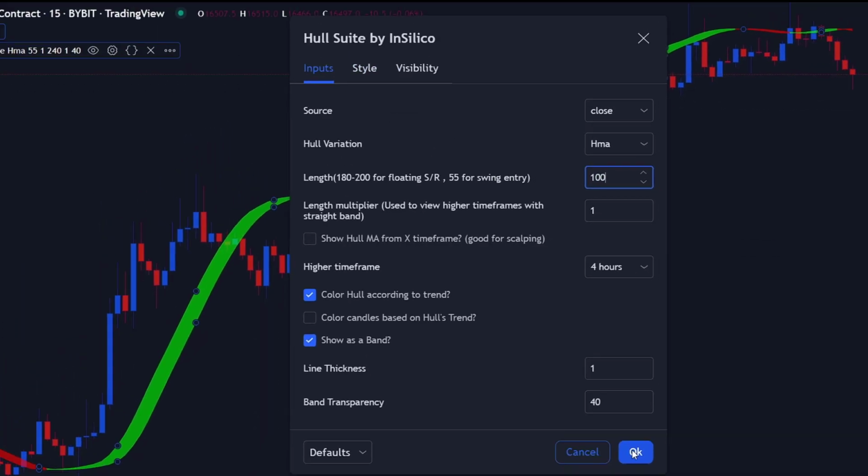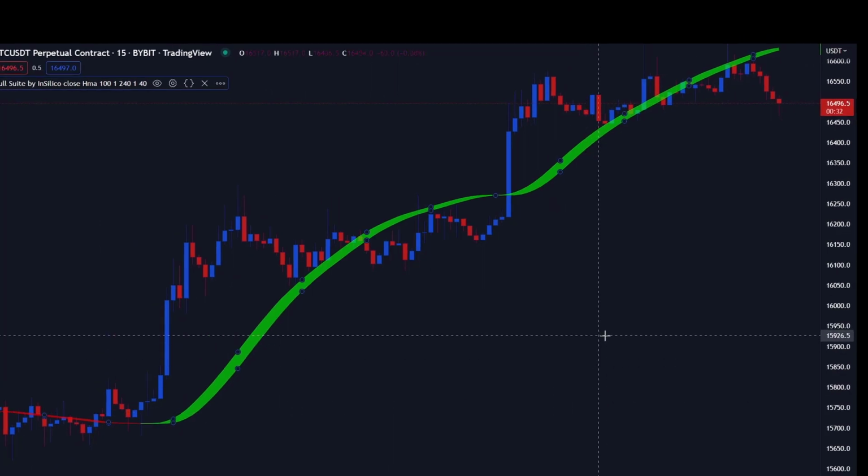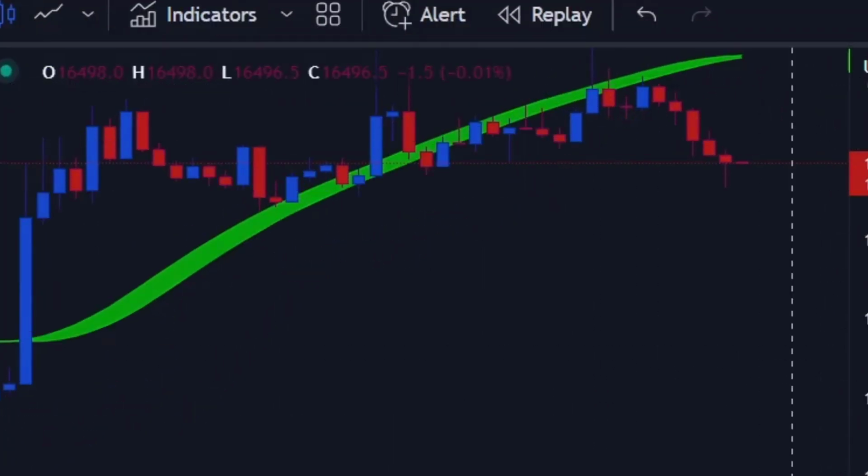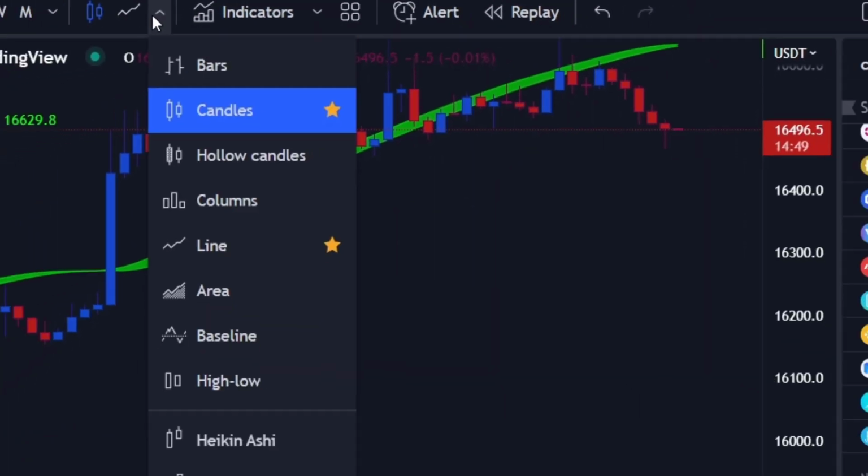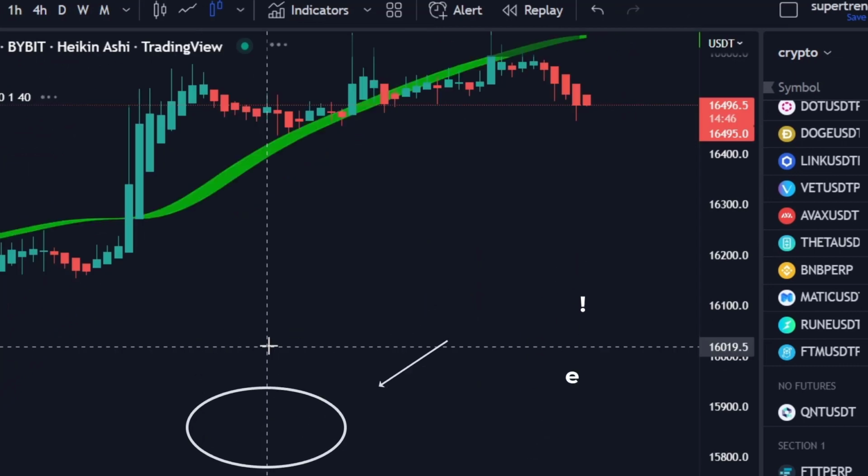We also go to candles. This is to the right of indicators in TradingView, located on top of our screen. We change our default candlesticks to Heikin Ashi candles. We are now ready and prepared to execute the technique.